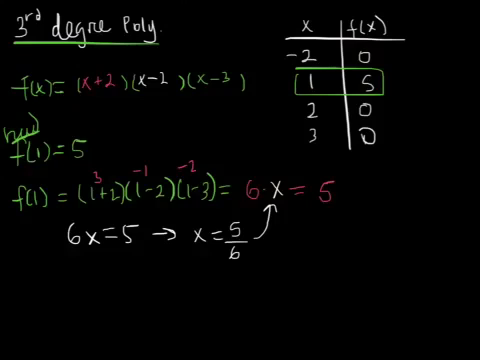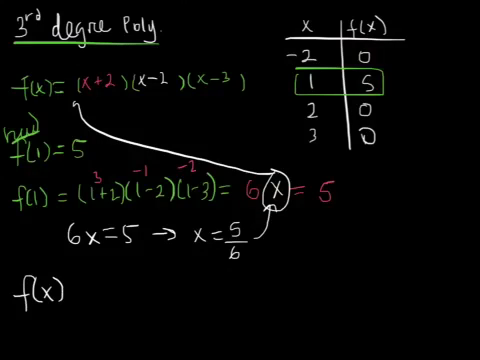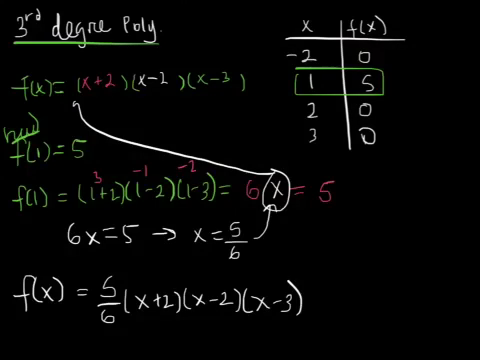That should make sense, because if I were to plug that in, 6 times 5/6 is going to be 5. The 6's will cancel. And so what this tells you is you need to have some coefficient which you're multiplying your function by. So my function will now be, go ahead and pause and try and write it yourself, 5/6 times x plus 2 times x minus 2 times x minus 3.